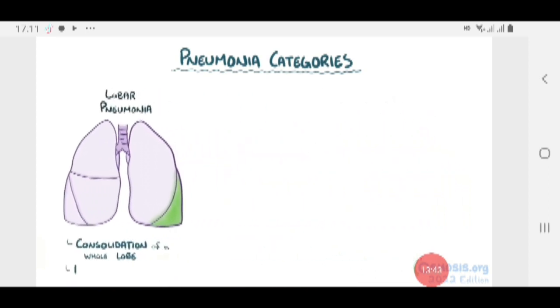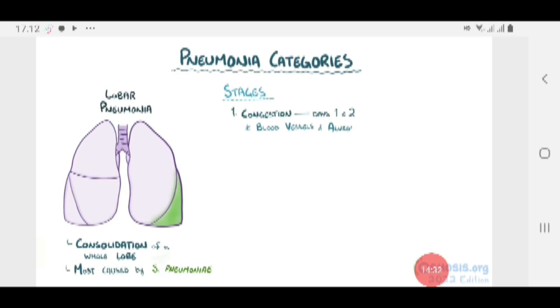The course defined by lobar pneumonia happens in stages. The first stage is congestion, and it happens between 1 and 2 days. This is where the blood vessels and alveoli start filling with excess fluid.